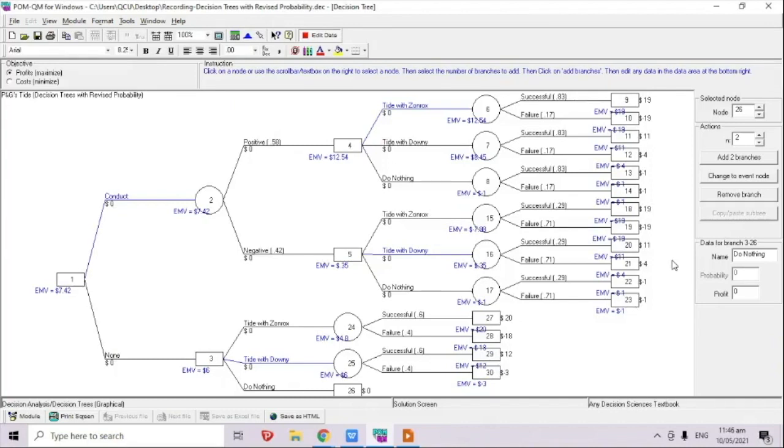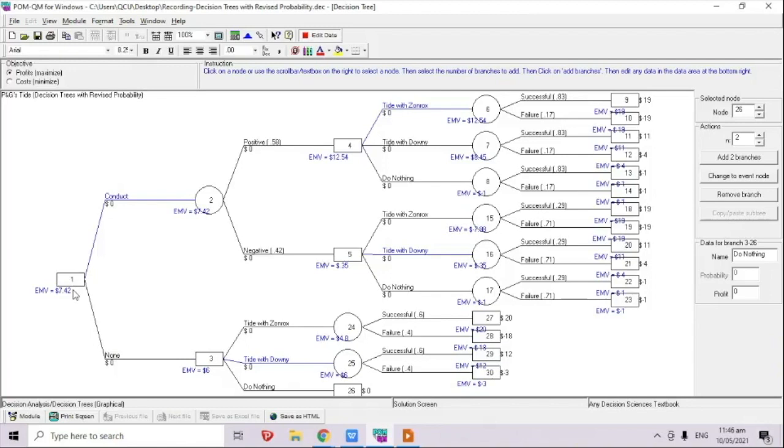So conclusion natin dito, Alfred should conduct the survey dahil nanggaling itong EMV na 7.42 dito sa conduct. As you can see, nag-blue siya. So Alfred should conduct a survey and expect a gain of $7.42. Since this is in $1,000, guys, 7.42 is equivalent to $7,420. So that is the decision for the company.